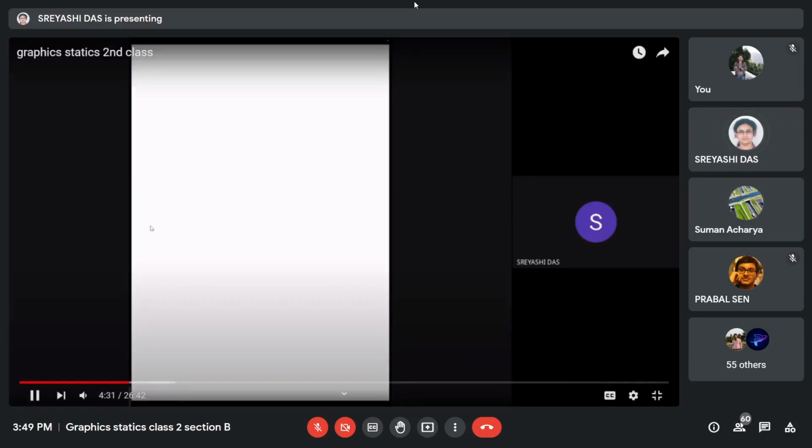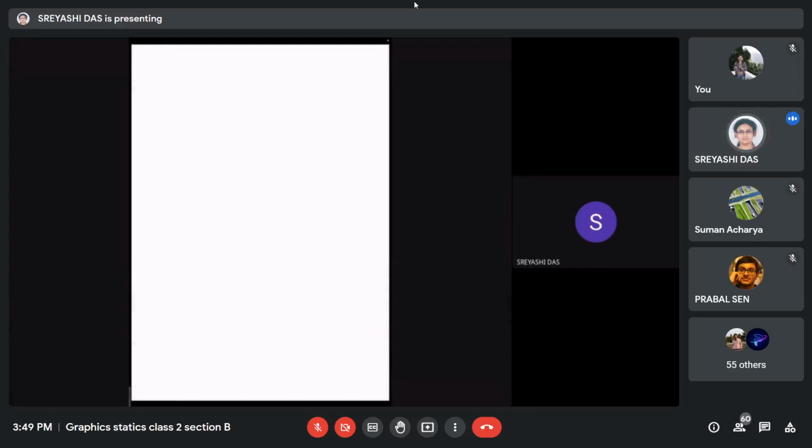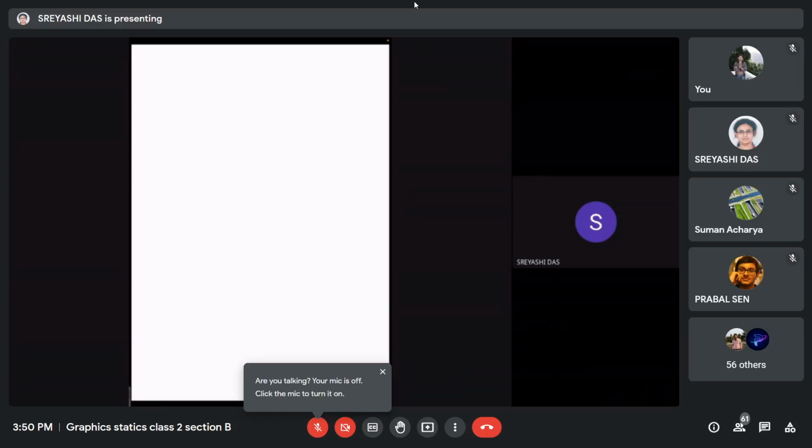The frame structure. In the previous class, we learned this for a simply supported beam, for vertical load as well as for inclined load. So now, let us take another example of a structure like a portal frame.